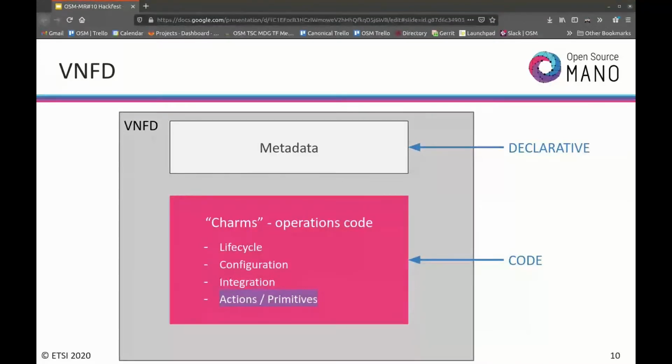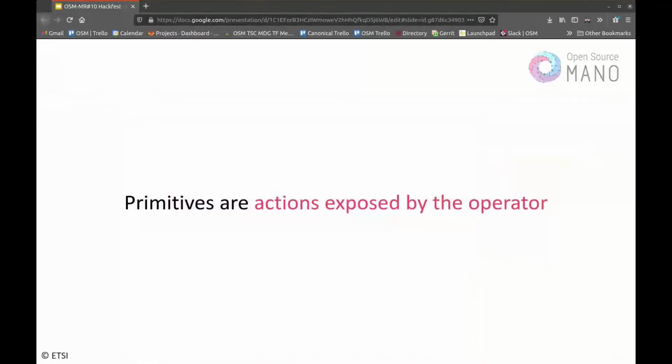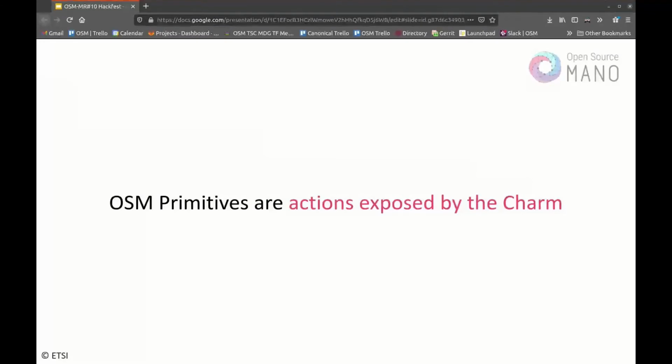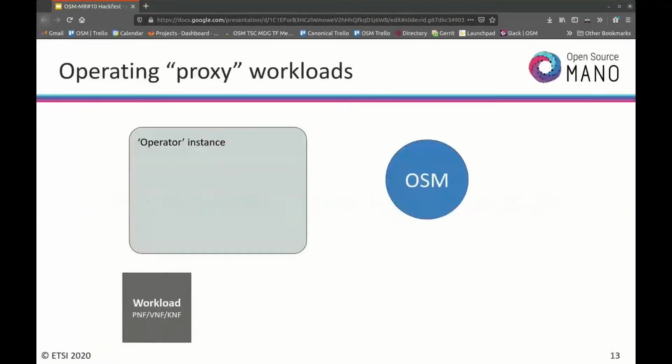Also, the VNFD decides which charm actions are surfaced in the UI as OSM primitives, and can also set default parameters for actions in this context. So primitives are, as a summary, actions exposed by the operator. In other words, OSM primitives are actions exposed by the charm, because a charm and an operator are basically the same thing here. So now, I will repeat this because it's very important to have it clear.